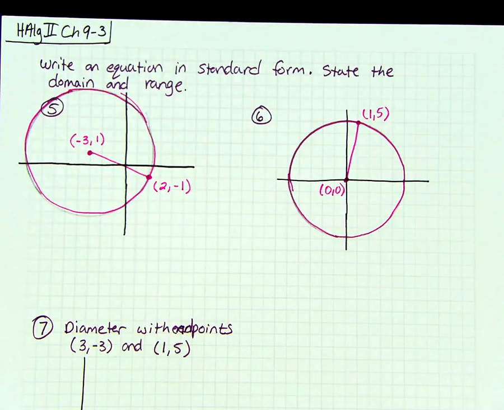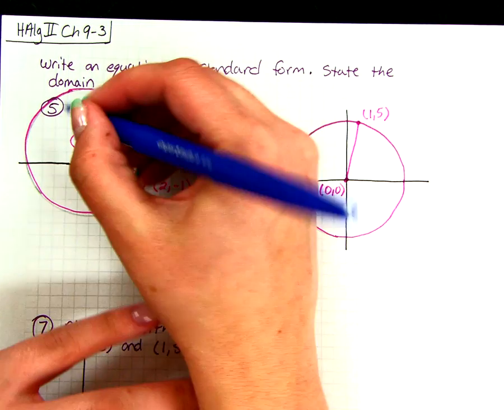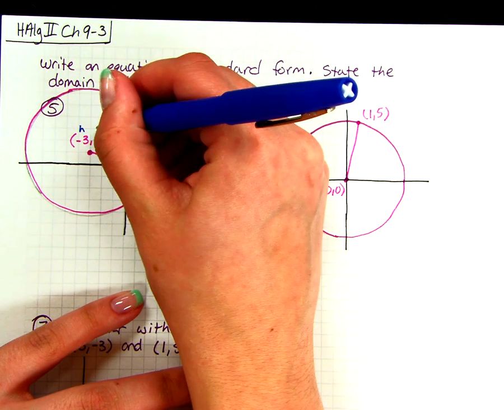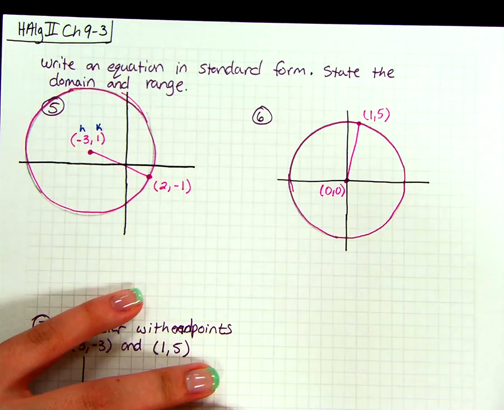All right, so next part of the lesson, we're still doing the same thing. We're going to write the equation from our picture, and then we also need to state the domain and range. When we look at this, to write our equation, we need h, k, and the radius. h and k are already given to us. The -3 is our h, and the 1 is the k value.